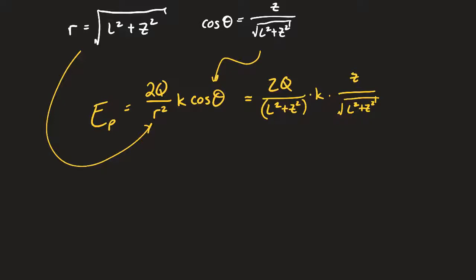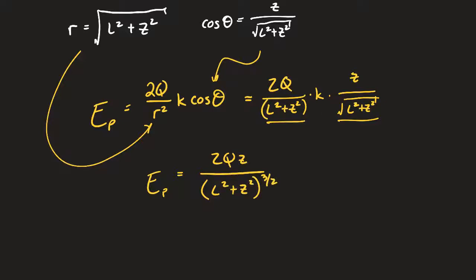Let's combine some like terms. It'll be better if we do. So I'm going to combine like terms. We only have one like term to combine. L squared plus Z squared and the square root of L squared plus Z squared. When you multiply all that together, you'll get a single term that is L squared plus Z squared to the 3/2 power. Okay. Wow. I don't know about you guys, but that's rough, isn't it? It's rough.